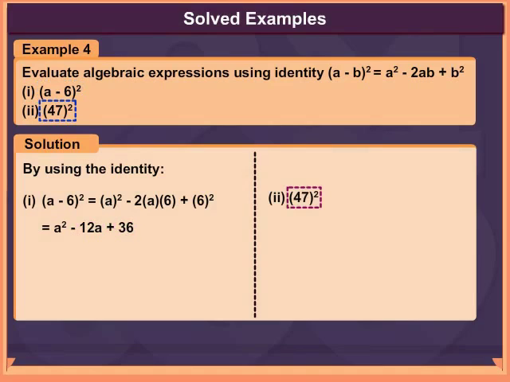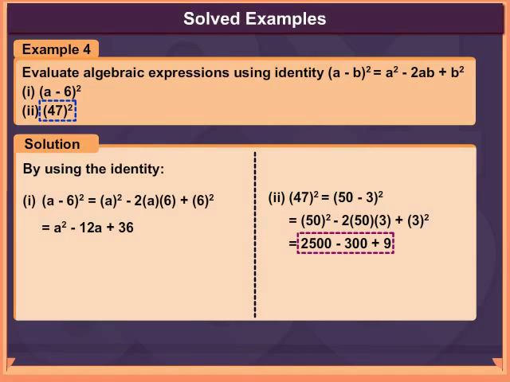Second is 47 square. We can also write it as 50 minus 3. So by using the identity, we can write it as 50 square minus 2 into 50 into 3 plus 3 square. After calculations, we get 2209.